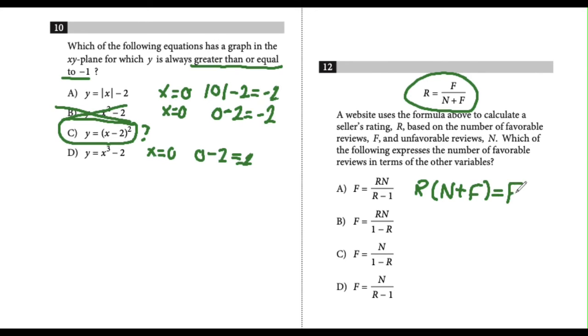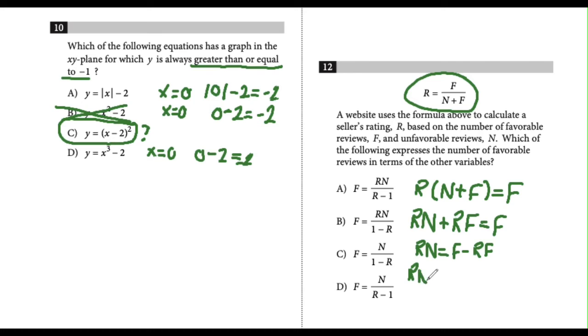equals f. Then we distribute the r, rn plus rf equals f. Next, we need to subtract rf on both sides. Our goal is to get all the f's on one side. On the left, we have rn, and on the right, we're going to have f minus rf. Once we have all the f's on one side, we can factor the f out.